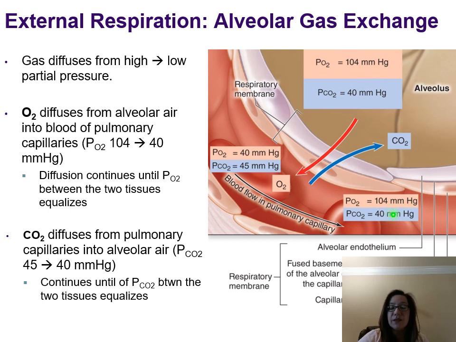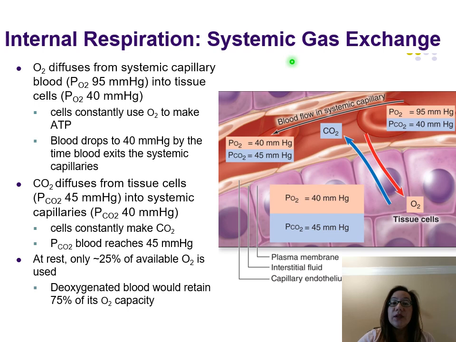So that's it. If you get confused, do you have to memorize all these numbers? I've always told you no, but the movement of gases is based on that difference in partial pressure, and it's always going to go from a higher pressure to a lower partial pressure. Here we're looking at internal respiration, which is also called systemic gas exchange.